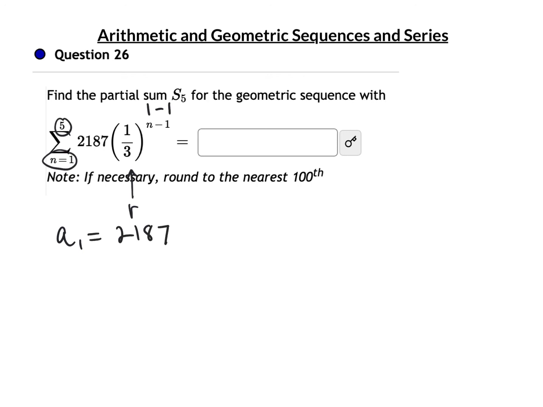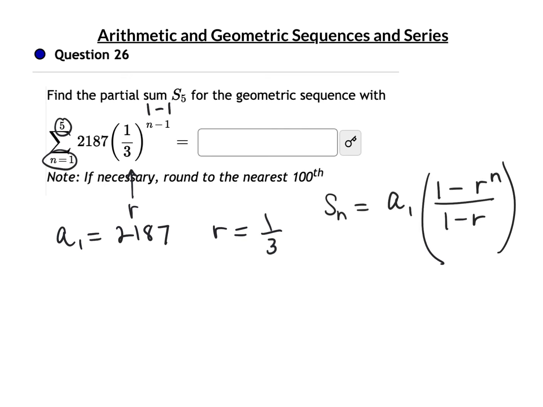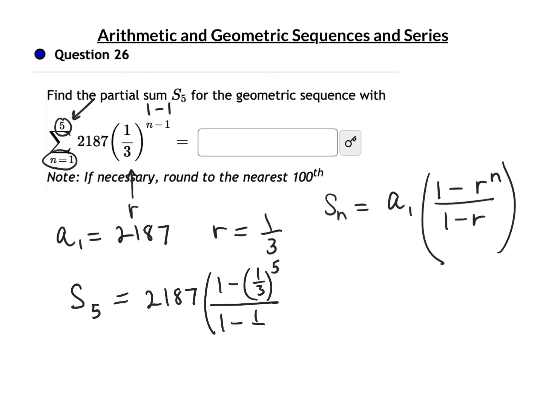A sub 1, then, is 2,187. We know the common ratio, R, is 1/3. We just need to plug these in the formula. The sum of the first 5 terms, that's the 5 here, would be the first term, 2,187, times 1 minus the common ratio, 1/3, to the power of 5 over 1 minus 1/3.